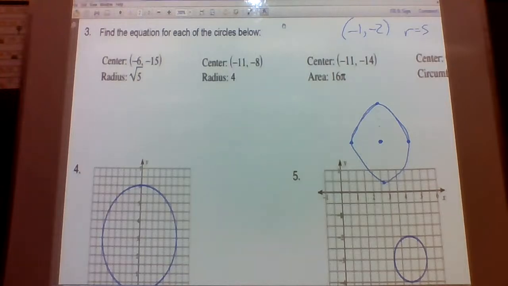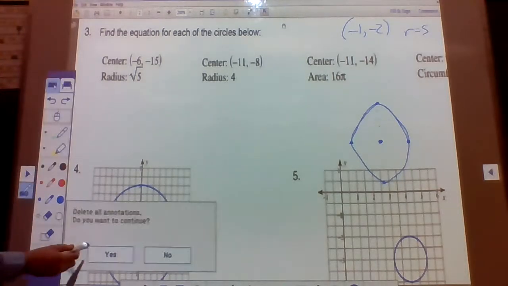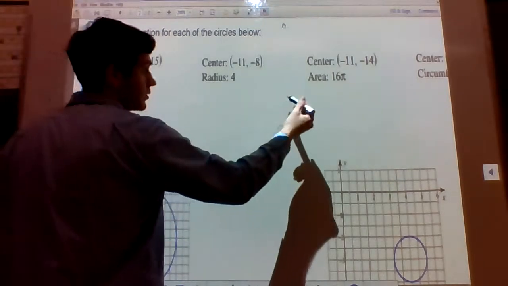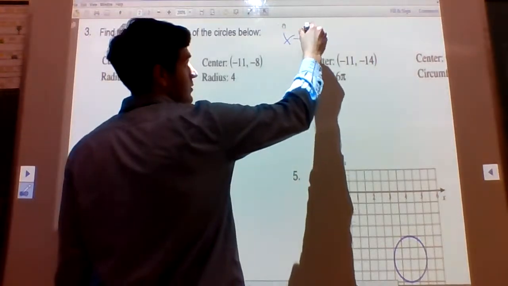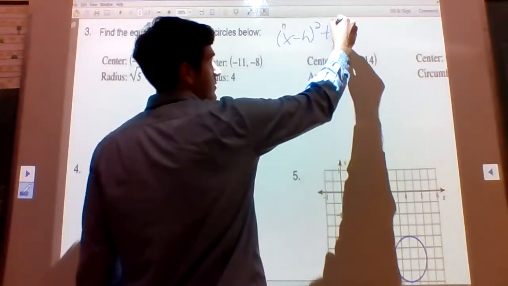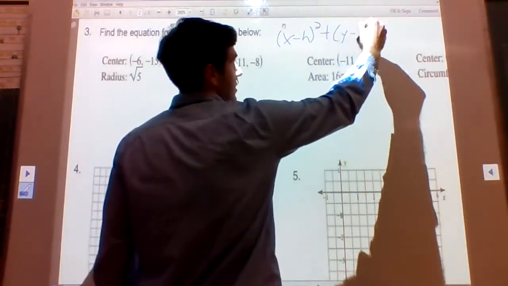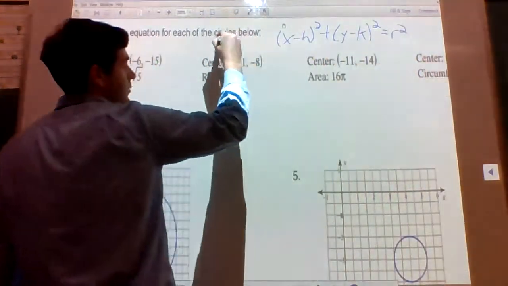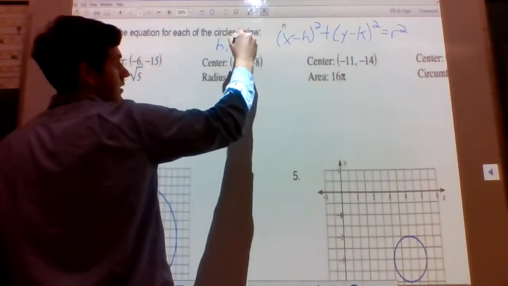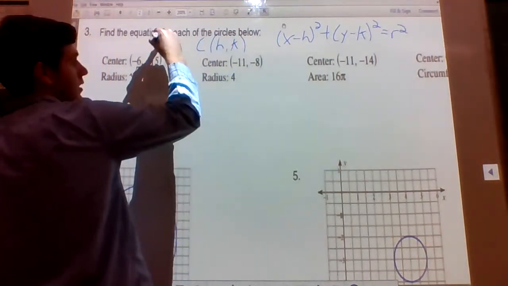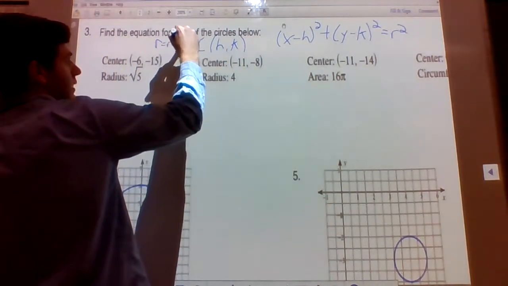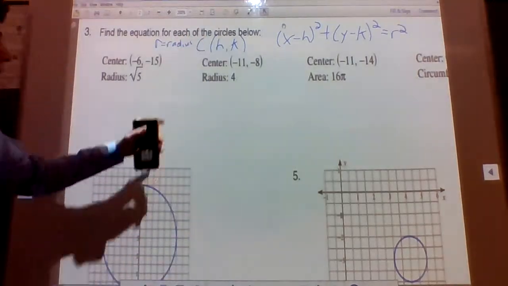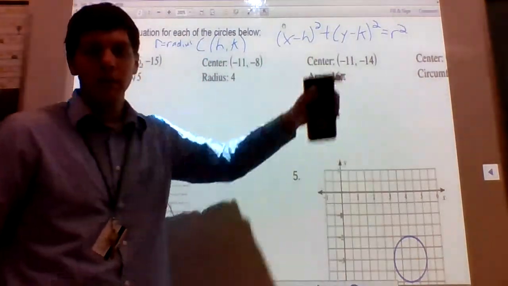Find the equation. So let's start with what the base equation is. It's x minus h squared plus y minus k squared equals r squared. We know h comma k is the center, and we know r equals the radius. Okay, r is the radius, h comma k is the center, and here's our circle.